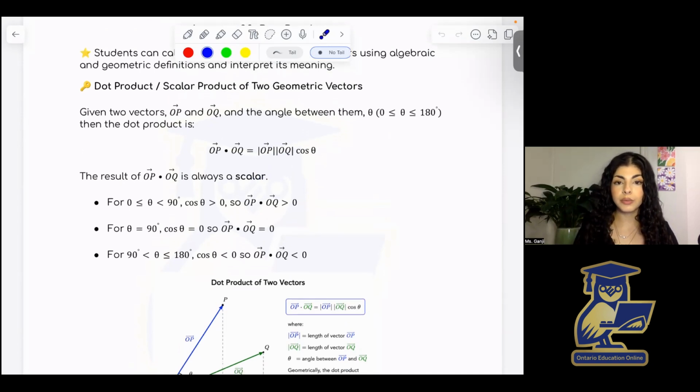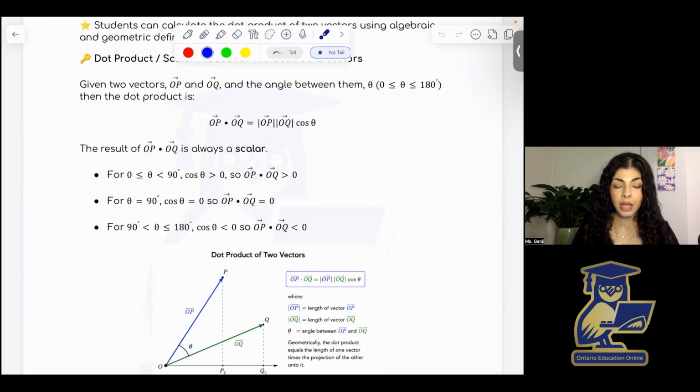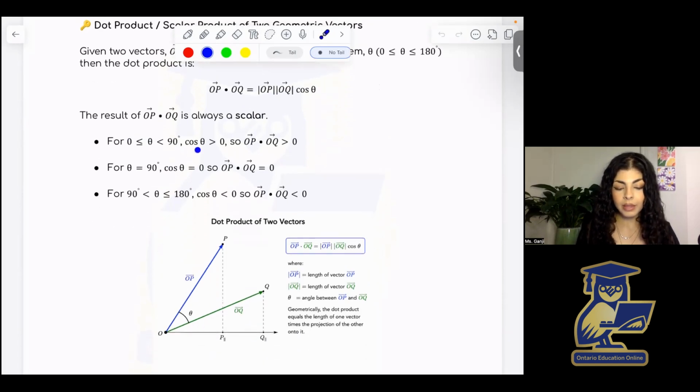Now let's interpret this for different values of theta. If theta is between 0 and 90 degrees, inclusive of 0, then the cosine of theta is greater than 0, so the dot product is greater than 0. If the angle theta is equal to 90 degrees, then the cosine of theta is 0, so the dot product is also equal to 0.